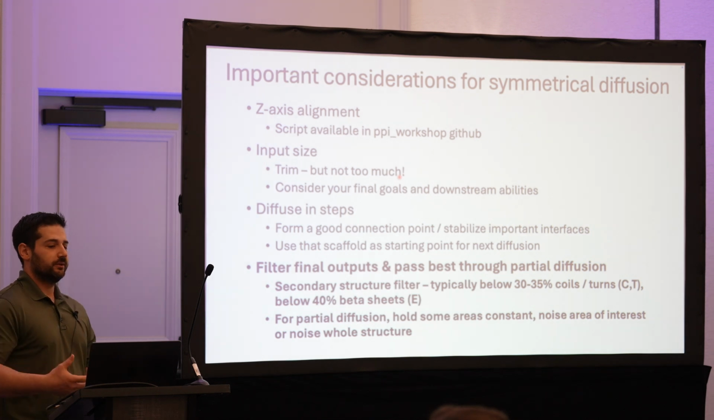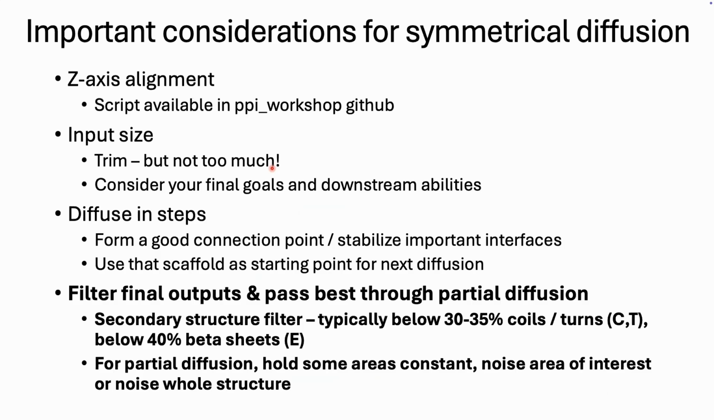So when you do the secondary structure filtering, especially on the bottom or as a scaffold protein, typically I find that 30 to 35% cutoff ends up being strict enough on the coils and turns. So coils and turns are what lead to that spaghetti-like structure, and below 40% on beta sheets, just so you don't have a full beta barrel. It is nice to have some, just for structural diversity, but you don't want an entire beta structure.